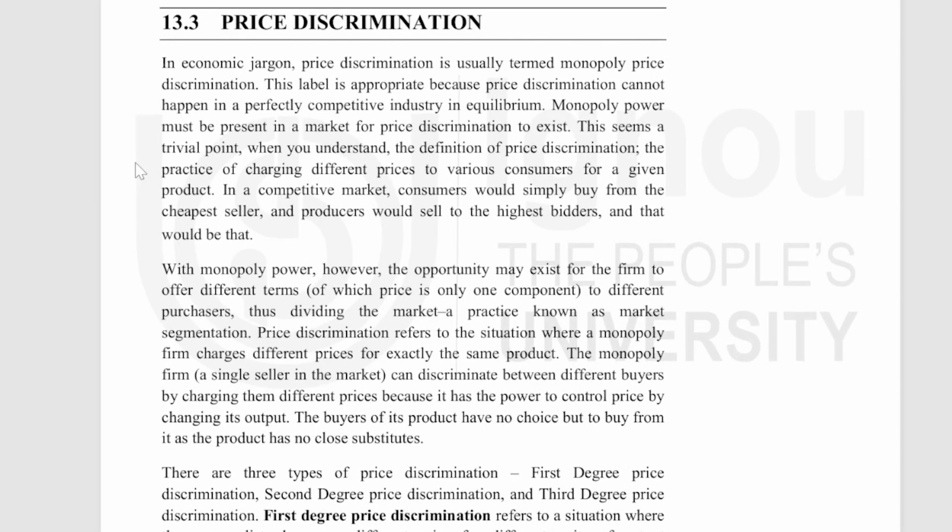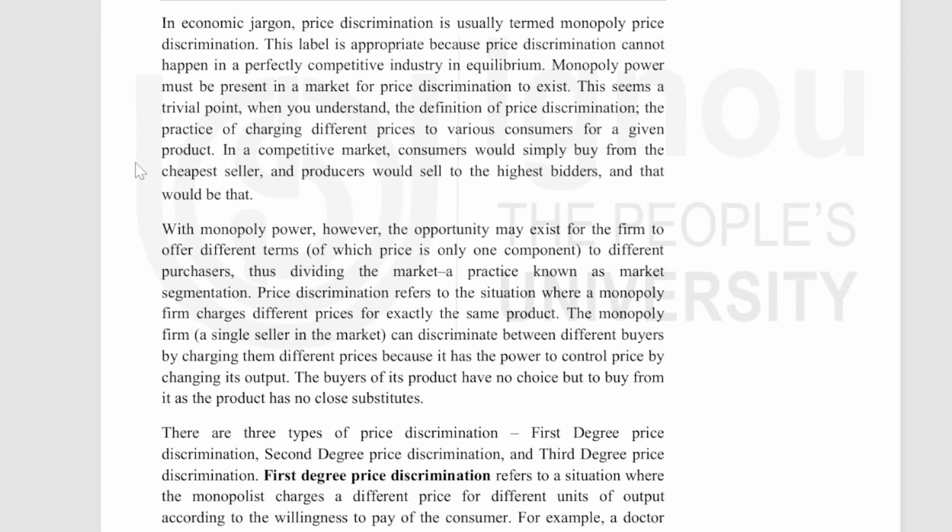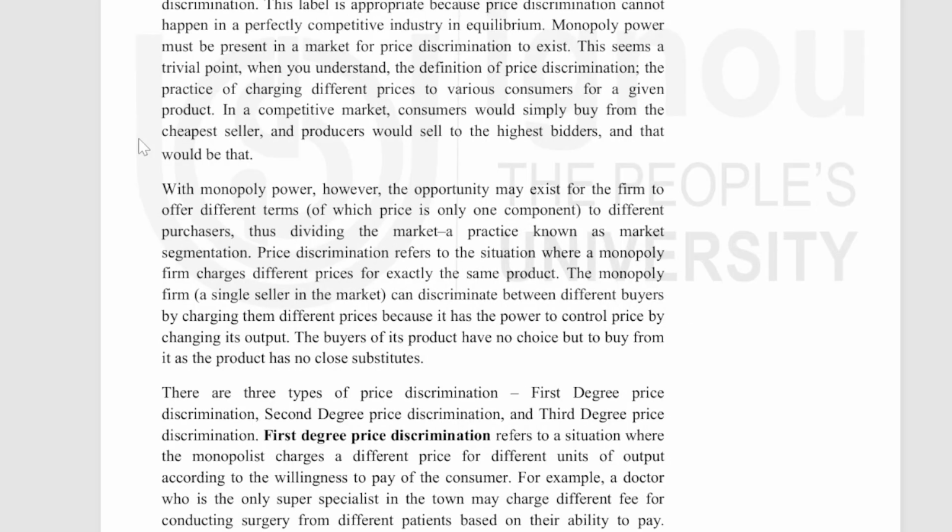And next is price discrimination. In economic jargon, price discrimination is usually termed monopoly price discrimination. This label is appropriate because price discrimination cannot happen in a perfectly competitive industry in equilibrium, and monopoly power must be present in a market for price discrimination to exist. This seems a trivial point when you understand the definition of price discrimination: the practice of charging different prices to various consumers for a given product in a competitive market.